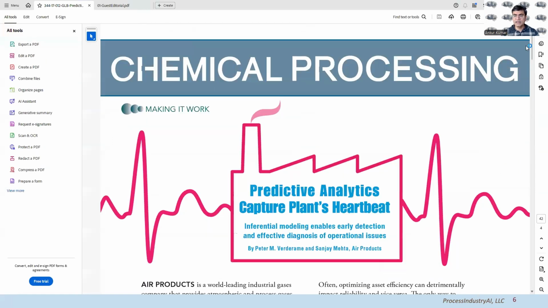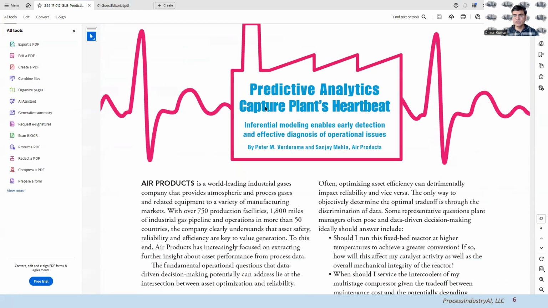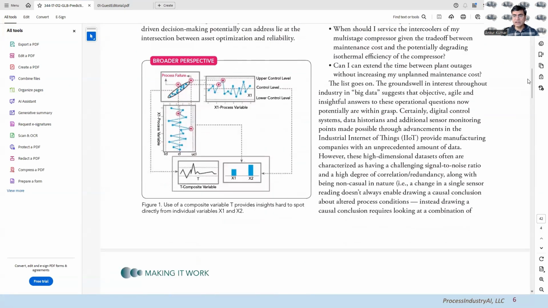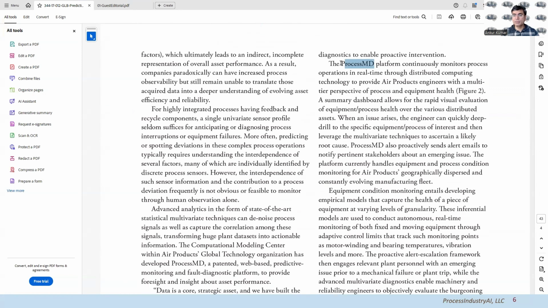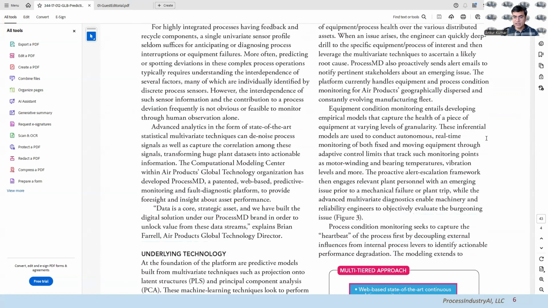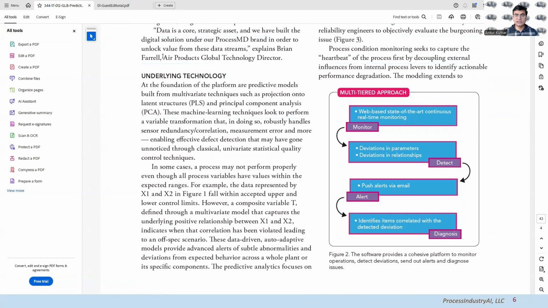So this is the article that has been published by them: Predictive analytics capture plant's heart rate. Here in this article, they mention a process MD platform that they built to continuously monitor their process operations in real time. And here they have specifically mentioned the PLS and the PCA techniques that they used to build this process MD platform. Please feel free to go through this article. It's a very interesting article that showcases the industrial applications of these techniques.